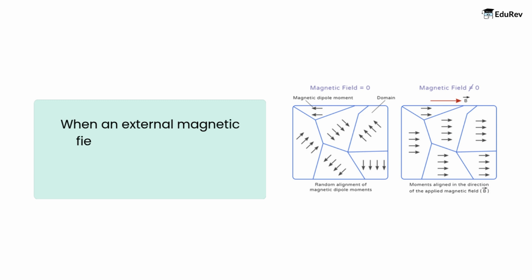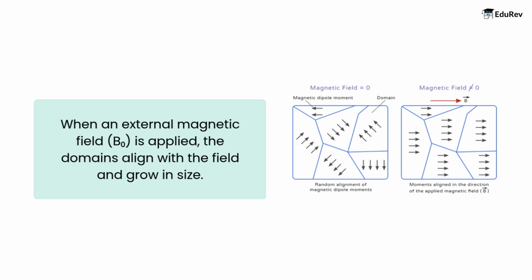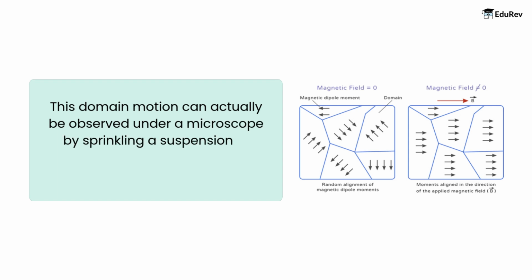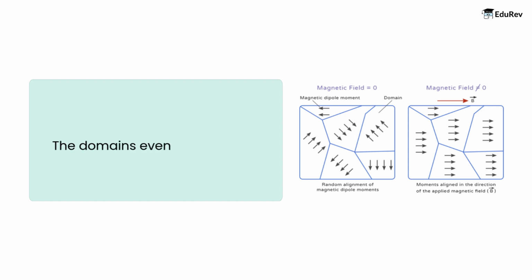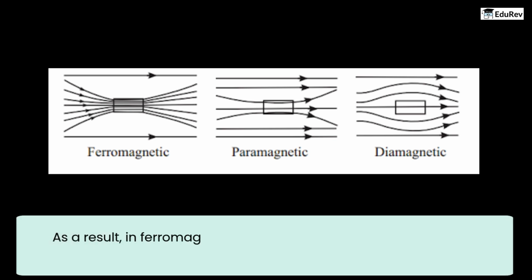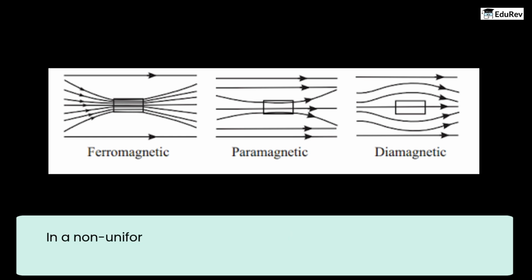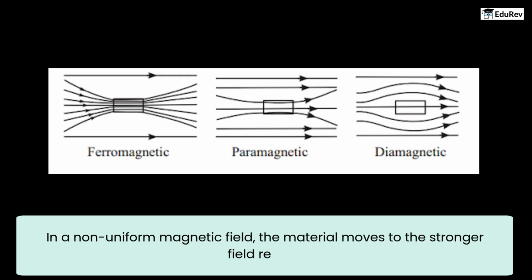When an external magnetic field, B, is applied, the domains align with the field and grow in size. This domain motion can actually be observed under a microscope by sprinkling a suspension of powdered ferromagnetic material in a liquid. The domains eventually merge into a single giant domain. As a result, in ferromagnetic materials, the magnetic field lines are highly concentrated. In a non-uniform magnetic field, the material moves to the stronger field region.